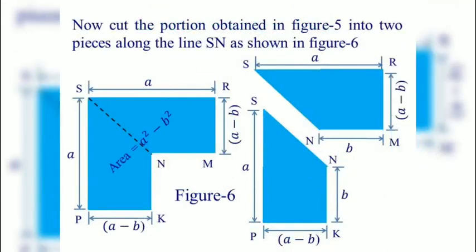So now cut the portion obtained in figure 5 into two pieces along the line SN as shown in figure 6. So look at the figure 6. Here we have to cut the remaining part after removing B square unit from the area A square unit. So we have to divide it into two parts by cutting this along the line SN. So the two pieces are shown in the figure.